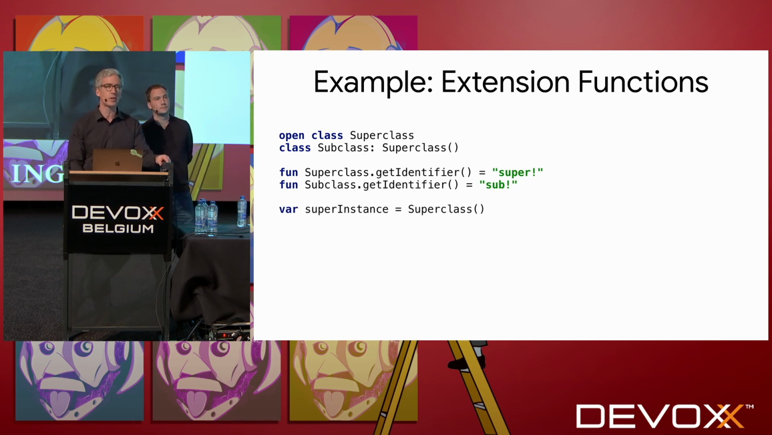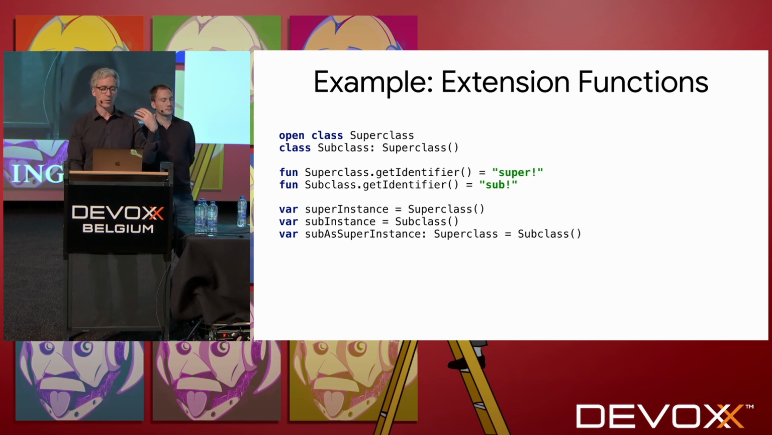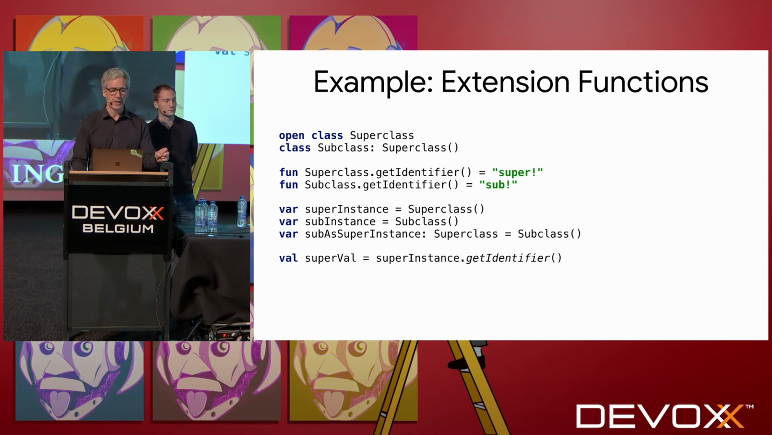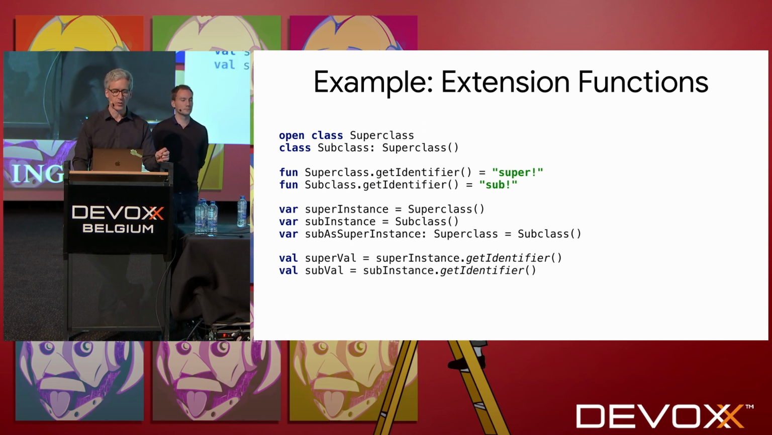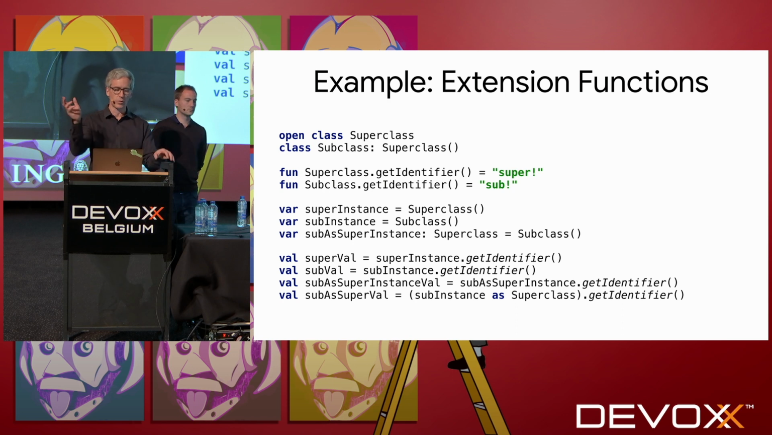Then we're going to create some variables. So here we have a super instance. It's just going to be the instance of the superclass. Then there's a sub instance, which is an instance of the subclass. Then we're going to create sub as super instance. So it is a subclass, but it is told it is a superclass. So it's being cast to a superclass. And then we're going to call getIdentifier on each one of these variables. And then finally, we'll do a runtime cast instead.